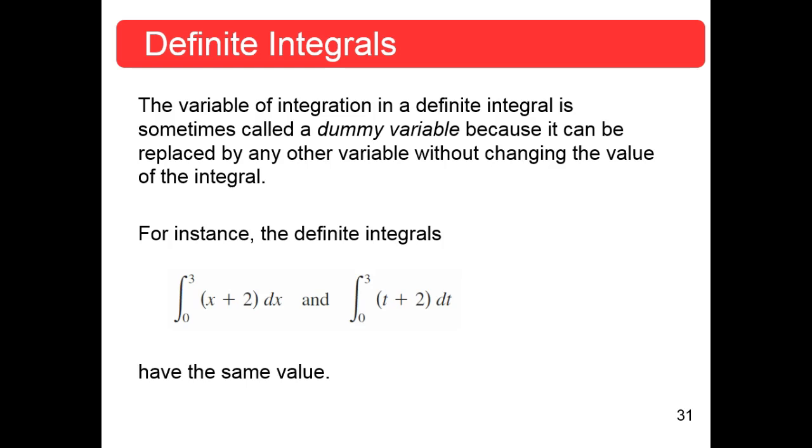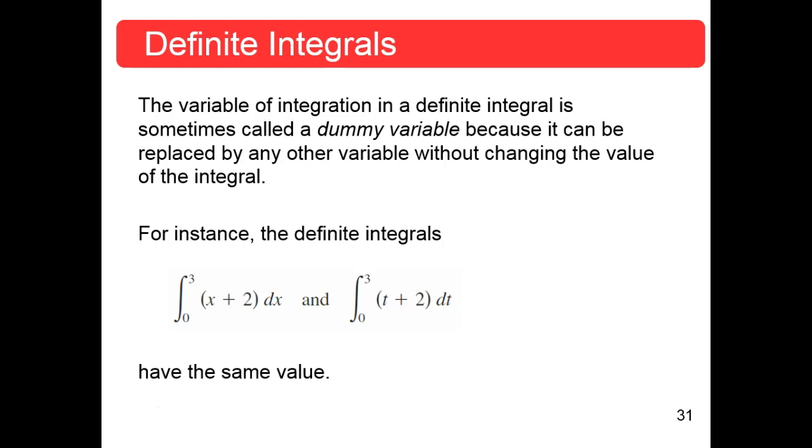Before, we've always considered the x to be the independent variable. And, of course, the y is the dependent variable. And the variable of integration in a definite integral is sometimes called a dummy variable. So the independent variable, which sounds like the more important variable, is really a dummy, okay? It's a dummy variable because it can be replaced by any other variable without changing the value of the integral.